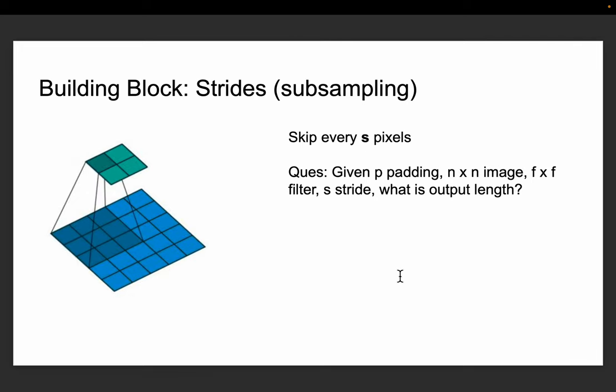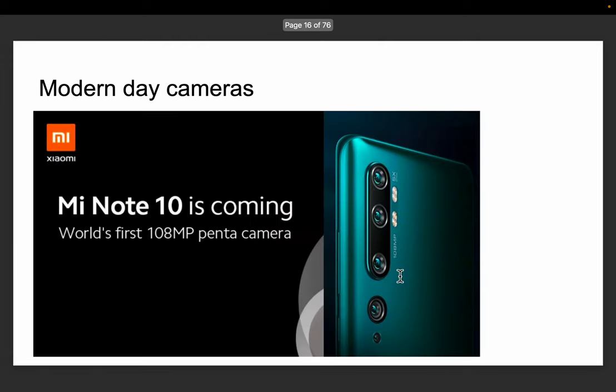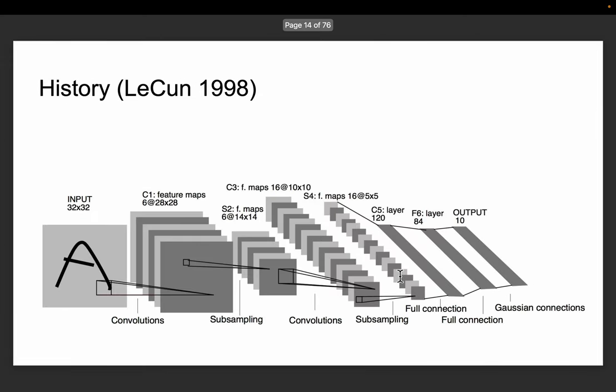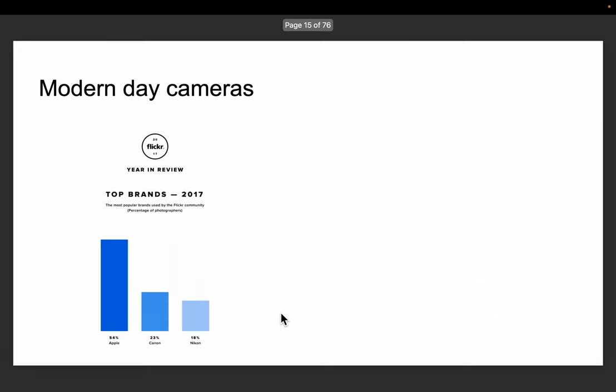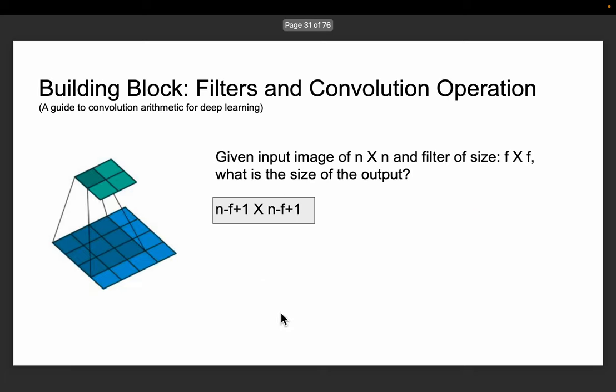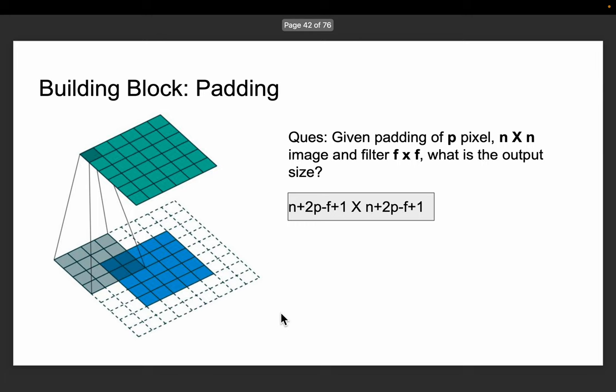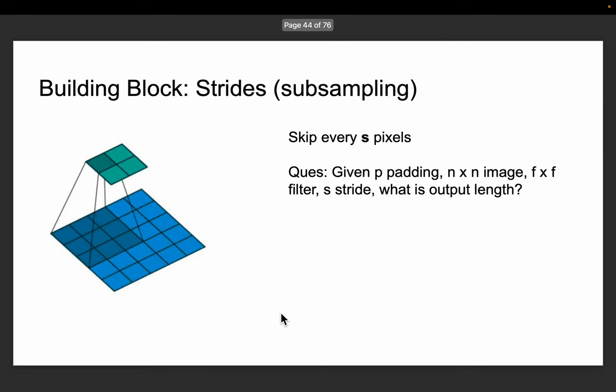We looked at another building block, which is known as strides. We also want to do an operation known as subsampling. I showed this in the original LeNet architecture, where they have this thing known as subsampling. If we have very large images, all of the pixels don't add a lot of value. If we look at two neighboring pixels, they are very likely to be correlated. So we can subsample and reduce the number of computations that we need to carry out.